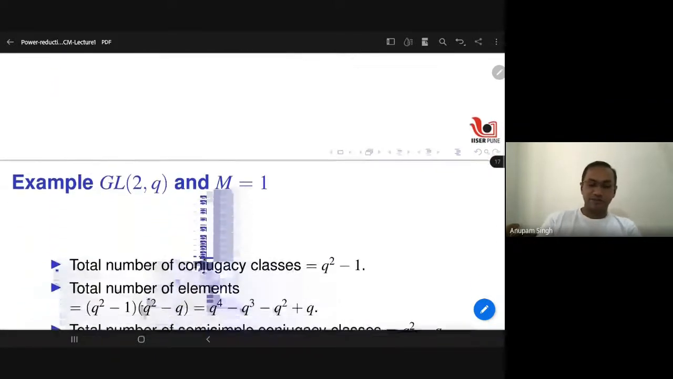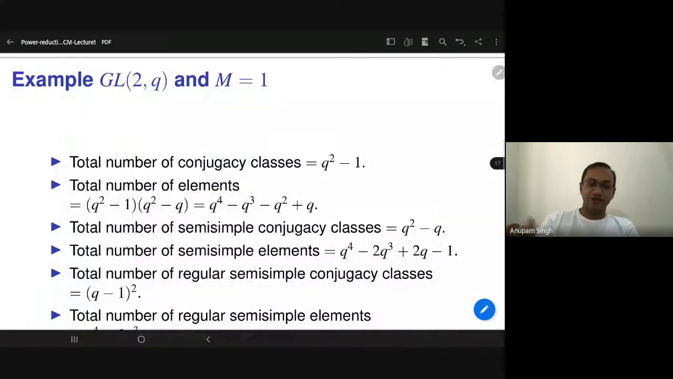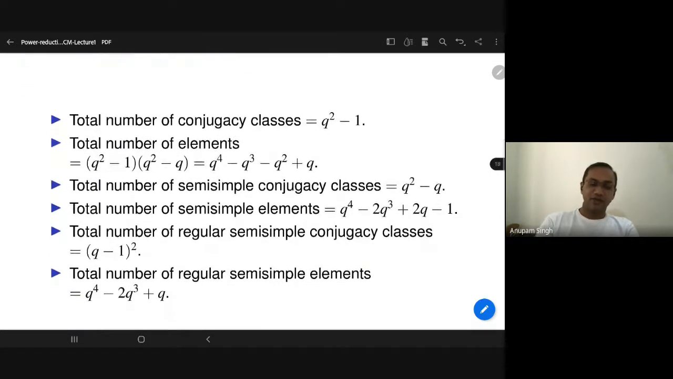Very good. So first I wanted to say what the m equal to 1 case is. Now using that data, you can compute how many conjugacy classes there are. You can just sum all of them, and you'll get q square minus 1 conjugacy classes. Okay. The total number of elements is just the size of GL2, which is q square minus 1 into q square minus q. I have just written it here so that I can make some statement.